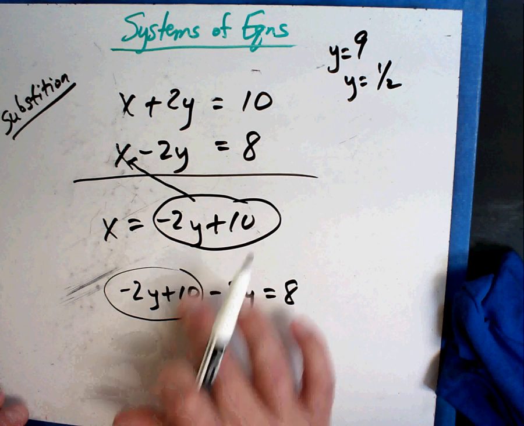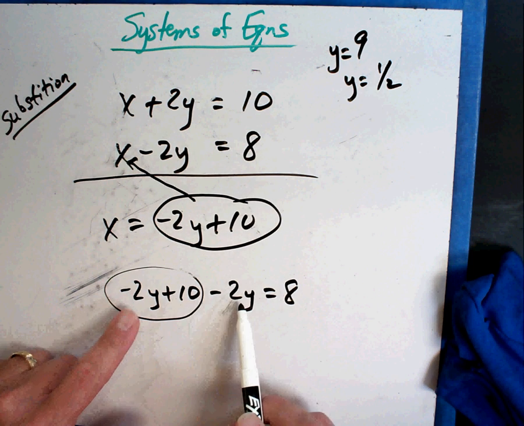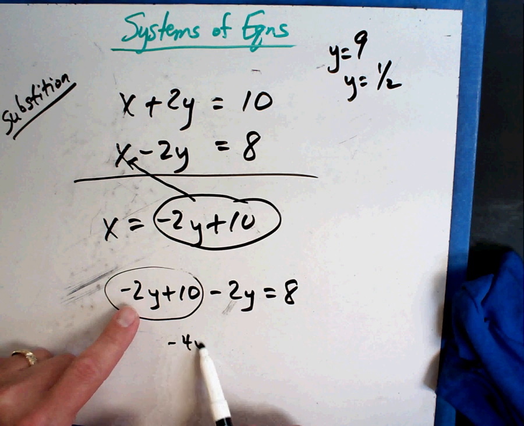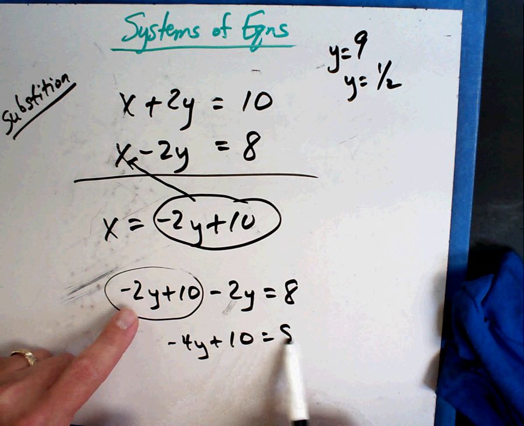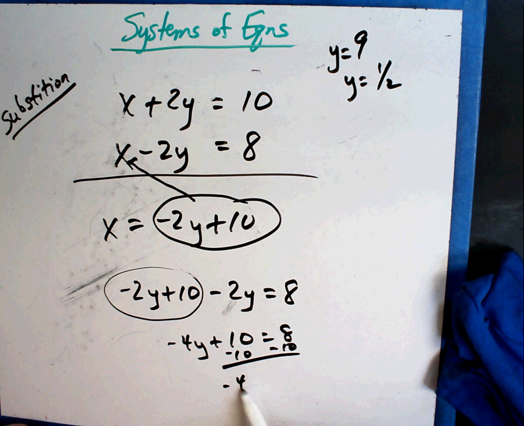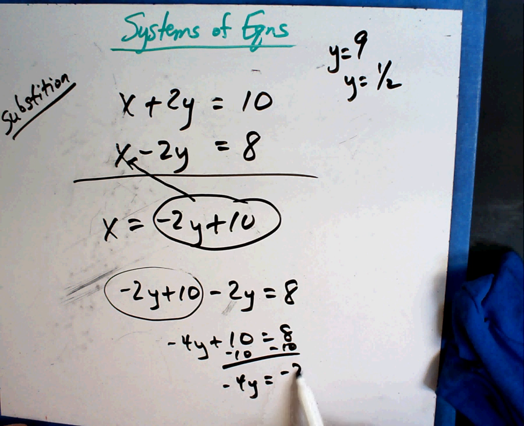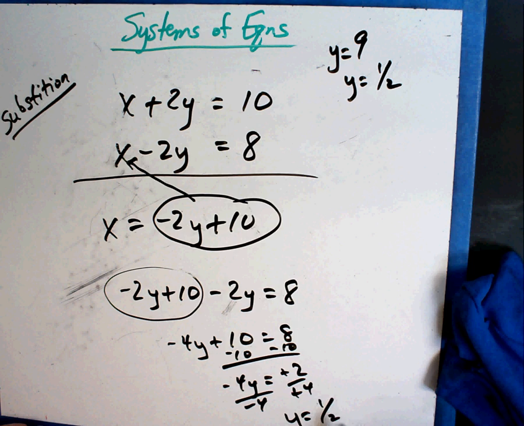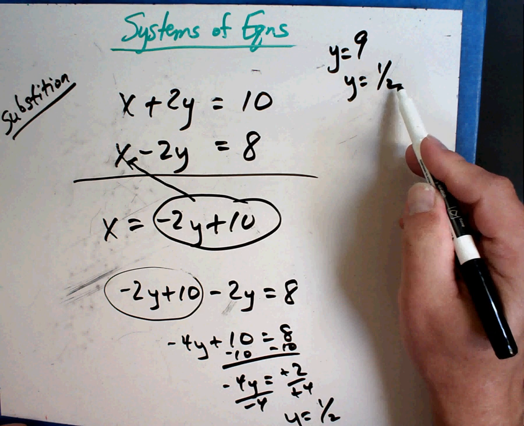Now I'm going to solve the equation. I have two of those, so that's minus 4y plus 10 equals 8. And so we'll move the 10 over. So minus 4y equals minus 2. Divide by negative 4. Y equals, those become plus, 2/4 is 1/2. Y equals 1/2. You'll notice I got the same answer.